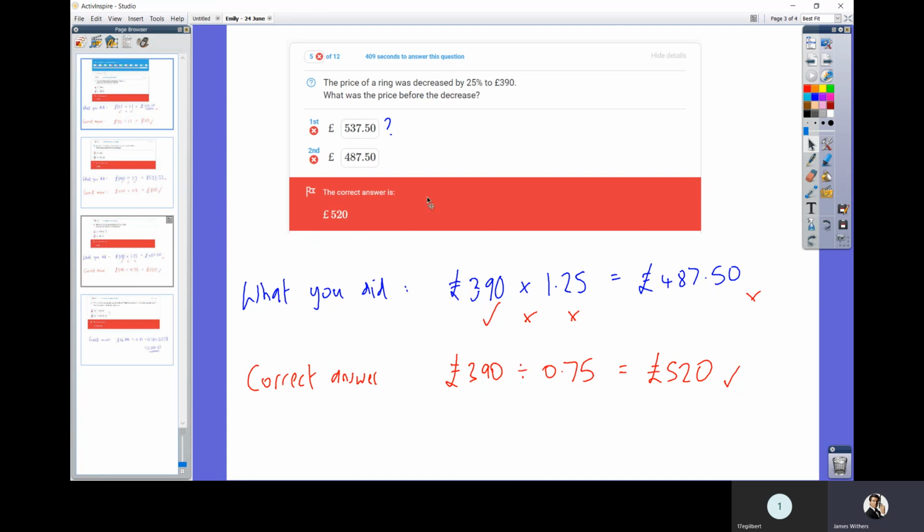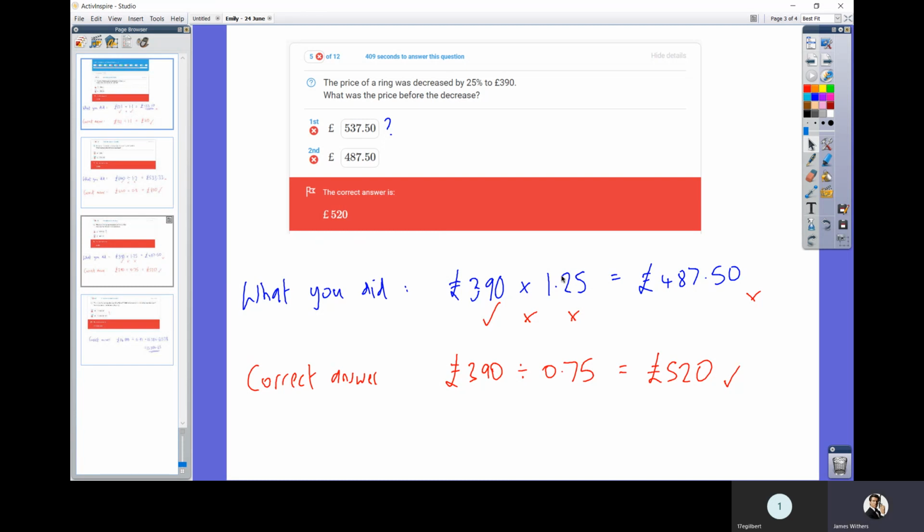And again, I think you just misread the question, Emily. The price of the ring decreased. Now, whenever there's a decrease, then you've got to work out the multiplier by doing that taking away. So the multiplier should have been 100 take away 25, which was 75. You've gone and done the multiplier again as if there was an increase.